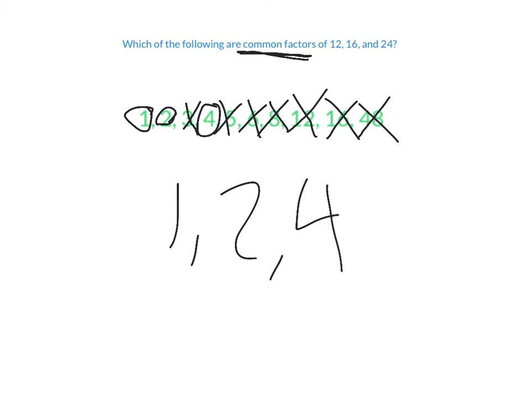So with factors, I'm figuring out, will those numbers go into the numbers given, whereas with multiples, it's, can I multiply something with that number to get those numbers.